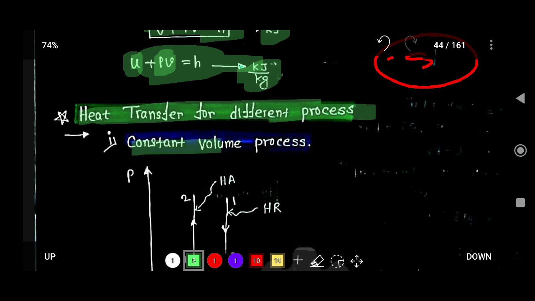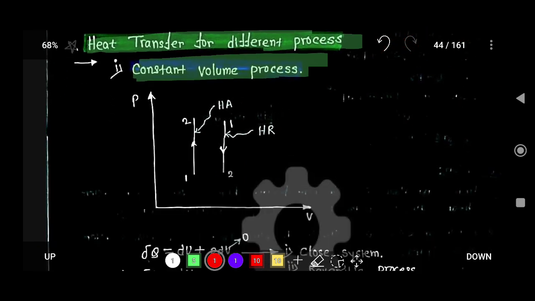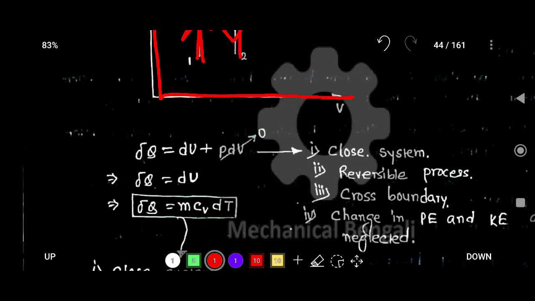If it is a constant volume process, this is the PV diagram, and if the process goes like this, the pressure increases, so this is a heat addition process. The second process, 1 to 2 in the downward direction, the pressure decreases, which means it is a heat rejection process. Now you know the formula del q is equal to du plus del w. For a closed system, del w is equal to pdv, so this equation is applicable.